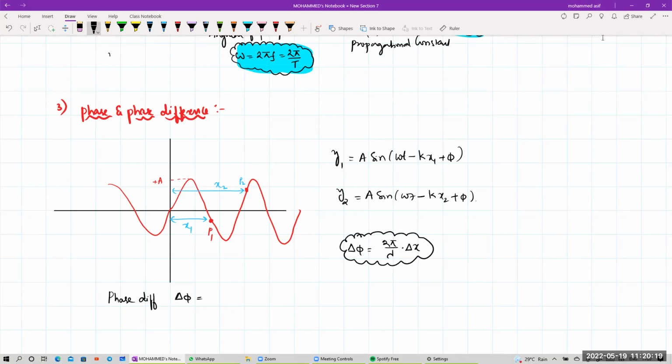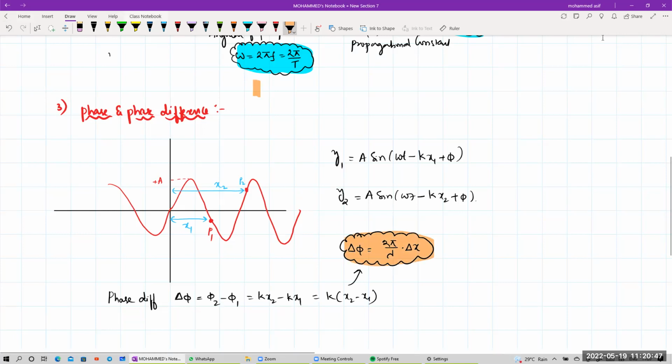How do you write the phase difference? Phi 2 minus phi 1. Phi 2 value means k into x2 minus k into x1. So k will be common: k into x2 minus x1. So we write this formula. Directly you remember this formula, that will be more than enough. That is delta phi is equal to 2 pi by lambda into delta x.